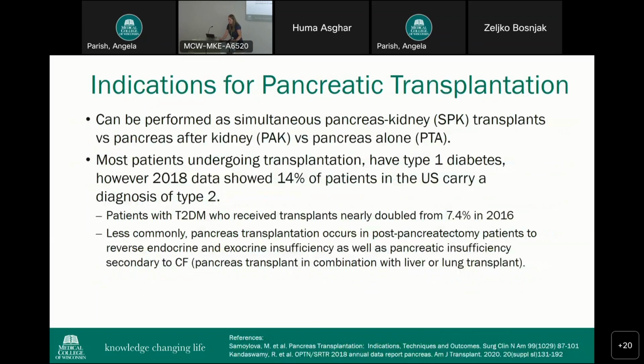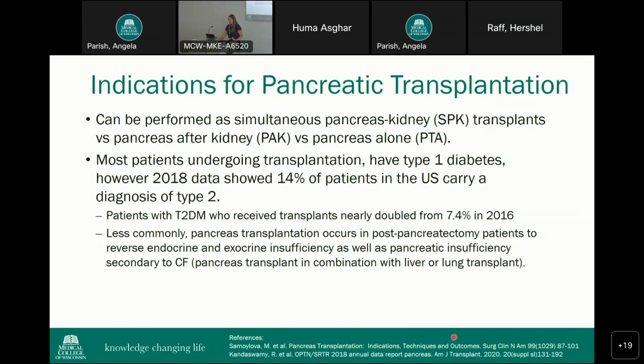So with the advancement of the immunosuppression, there became more interest in what type of transplant we should perform. There are 3 main types: simultaneous pancreas kidney transplant, abbreviated SPK, pancreas after kidney, PAK, and pancreas alone, PTA. About 80% of all transplants are simultaneous pancreas and kidney, for reasons I'll get to in a moment.